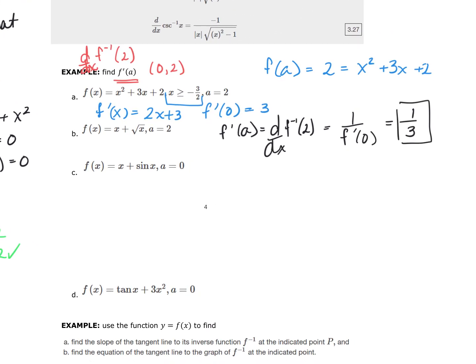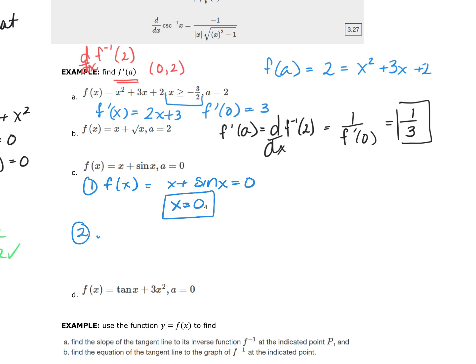Let's go ahead and do the answer for C. And so again, the first thing I'm going to do is find the x. So I have f of x is equal to x plus the sine of x, which is equal to 0. So the only way this is going to work is when x is equal to 0. Because the sine of the angle is equal to 0 when x is equal to 0 or pi. But if I used x equal to pi, pi plus 0 does not equal 0. So my only answer is this.